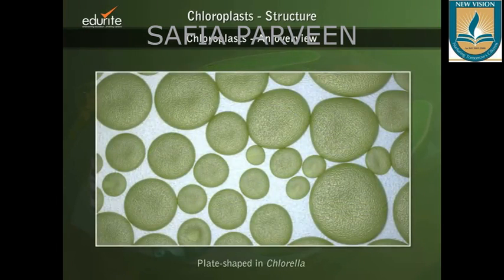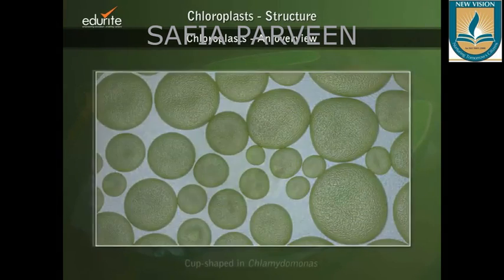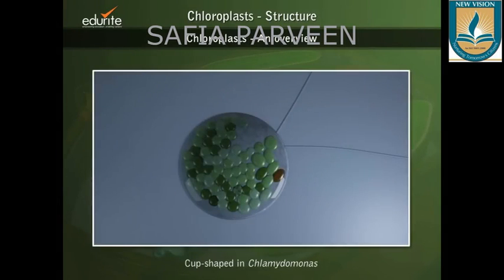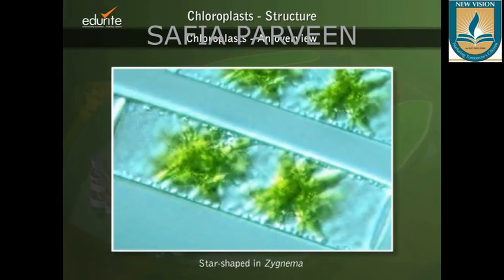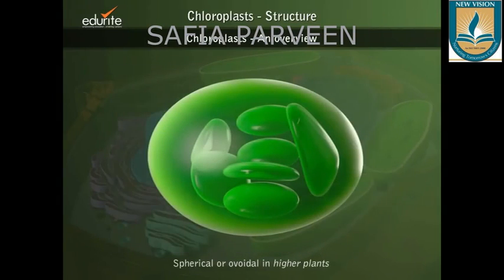Coming to the shape of the chloroplast, it is plate shaped in Chlorella, cup shaped in case of Chlamydomonas, ribbon shaped and spirally coiled in Spirogyra, star shaped in Zygnema, spherical and ovoidal in higher plants.